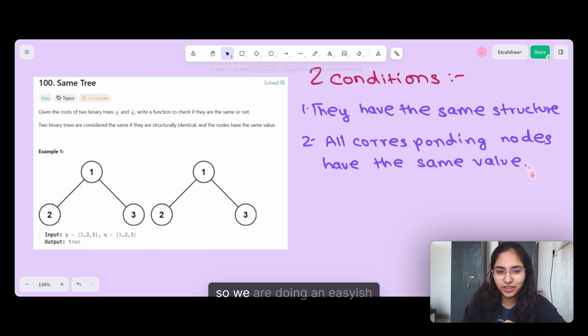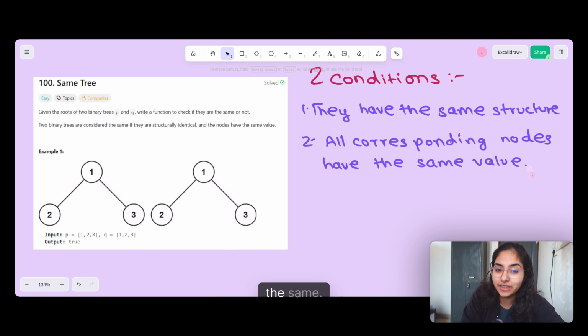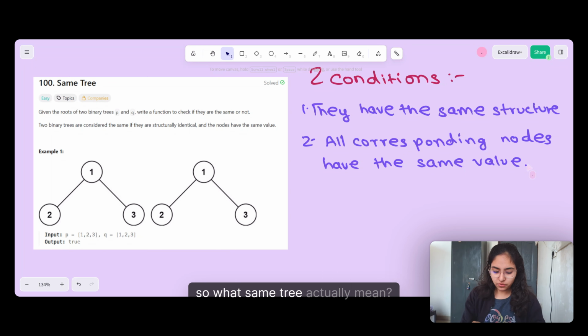It's Friday, so we are doing an easy-ish tree problem that shows up all the time in interviews. That is, Same Tree. We are given the roots of two binary trees, and our job is to check whether the two trees are exactly the same. Alright, so what does same tree actually mean?